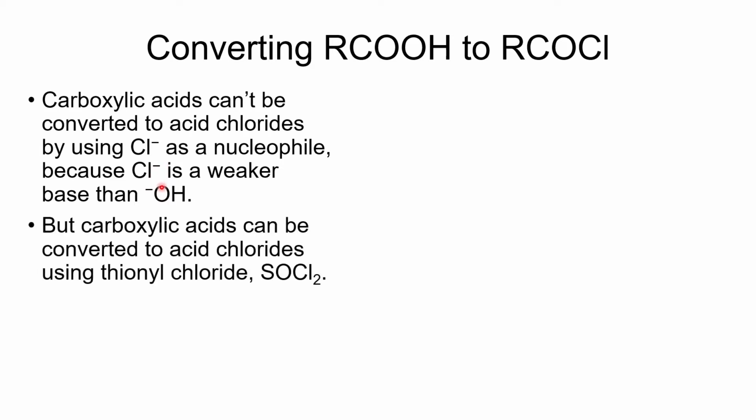So we have to use another compound called thionyl chloride, which is a remarkable compound, very, very useful. And I think we've seen this one before when we were looking at converting alcohols to chlorides. But here is the reaction. We can convert a carboxylic acid into an acid chloride.